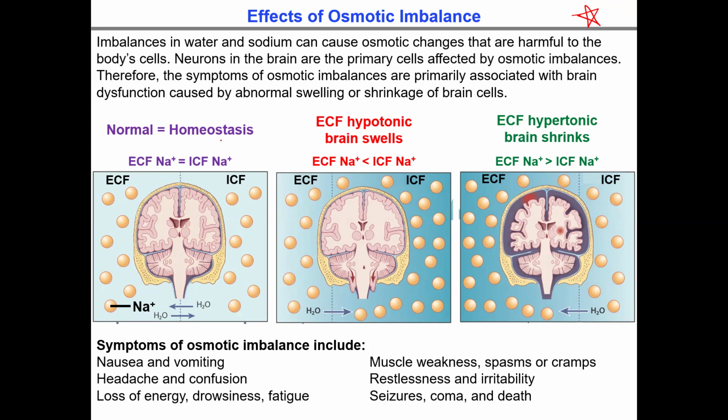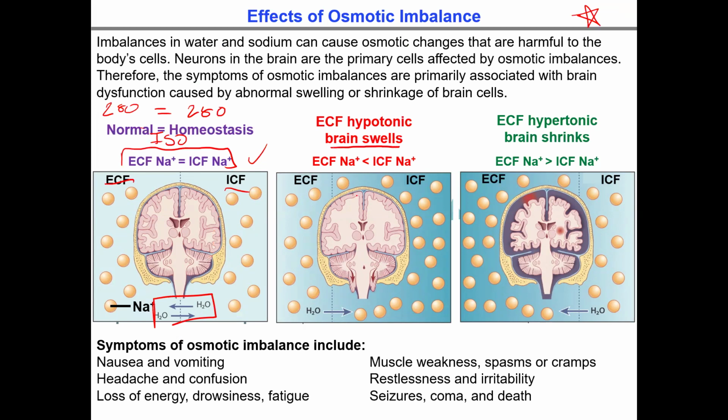So remember, normal homeostasis, everything is going to be equal. So 280, 280, exactly where we want to be. Everything is equaled out. We have an isotonic solution. So this is perfect. We have equal amounts of movement of water in and out of our extracellular and intracellular.